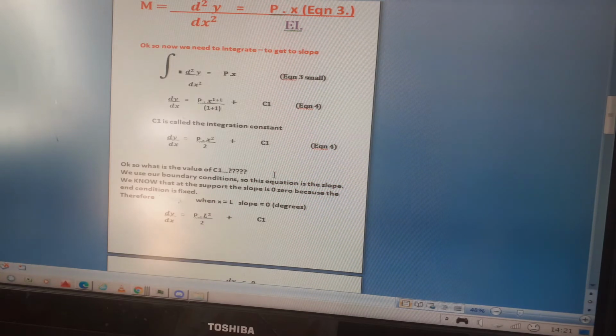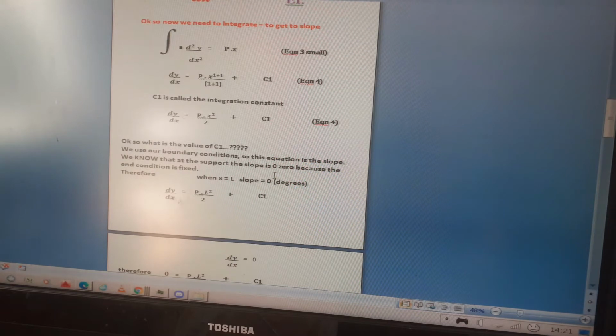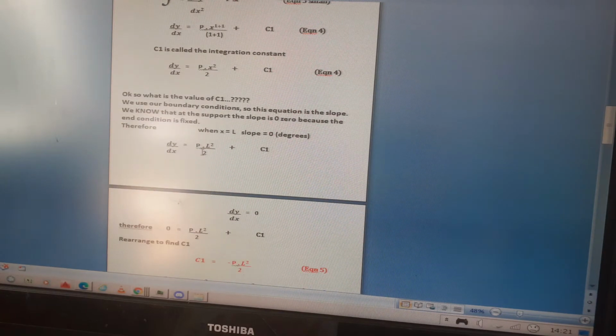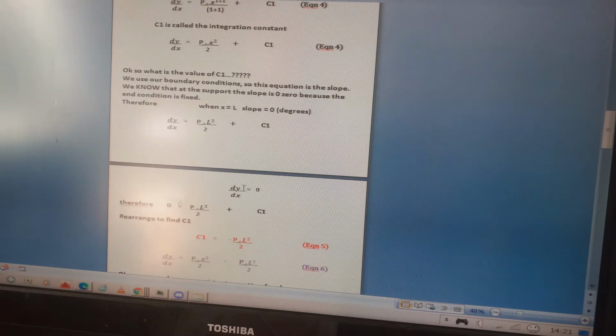What is the value of C1? We use our boundary condition, so this equation is the slope. We know that at the support the slope is 0 because the end condition is fixed. Therefore, when x equals L, slope equals 0, dy over dx equals PL squared over 2 plus C1. So you just put x equals L in equation 4, giving PL squared over 2 plus C1. So we know when x equals L, that's at the support, slope equals 0, so dy over dx equals 0.